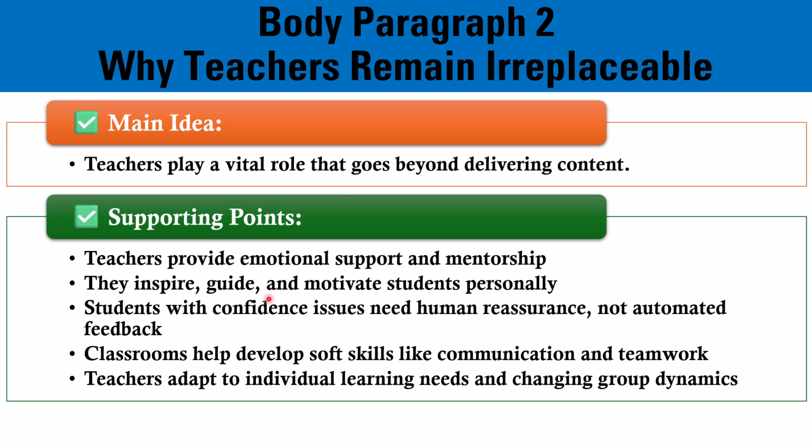You can strengthen this point with a human example. A struggling student needs encouragement, not just automated feedback. Then move into broader benefits. Real classrooms help students develop essential life skills like communication, collaboration, and critical thinking, all through human interaction. Finally, highlight that teachers adapt in ways machines can't. They adjust their teaching based on personalities, moods, and class dynamics.